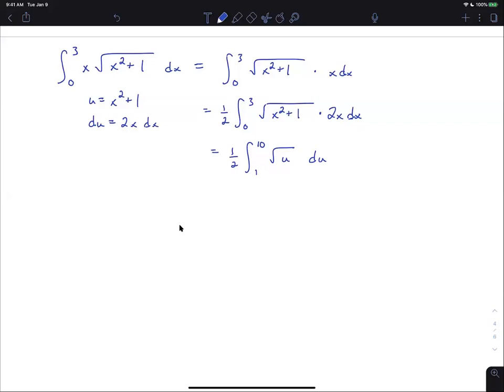What's weird about that last step? You changed the bounds. I changed the bounds. So instead of 0 to 3, it's now 1 to 10. Does everybody see that? Okay, so I've got it from 1 to 10. Now, James, why is that? Why is it 1 to 10? You converted the x units into like terms of u, like u units.